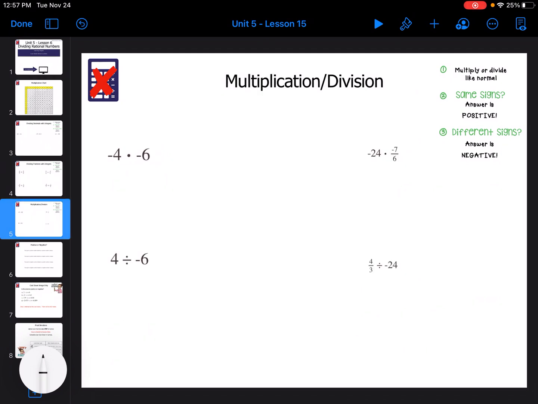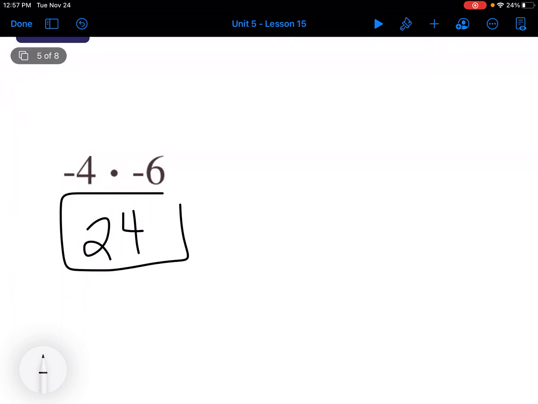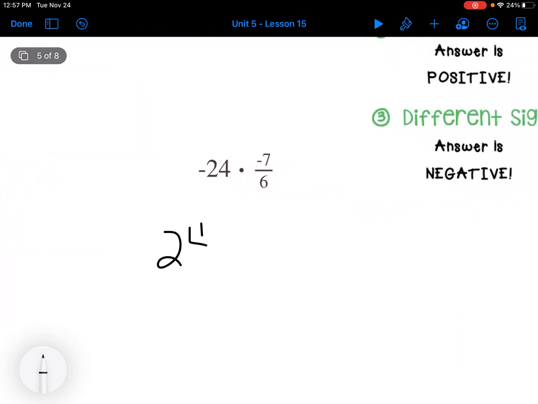All right, I'm going to keep multiplying or dividing with my integers, or with my positive and negative numbers. So 4 times 6 is 24. A negative times a negative is going to be a positive, because when the signs are the same, the answer is positive. So I have 24 over 1 times 7 over 6.